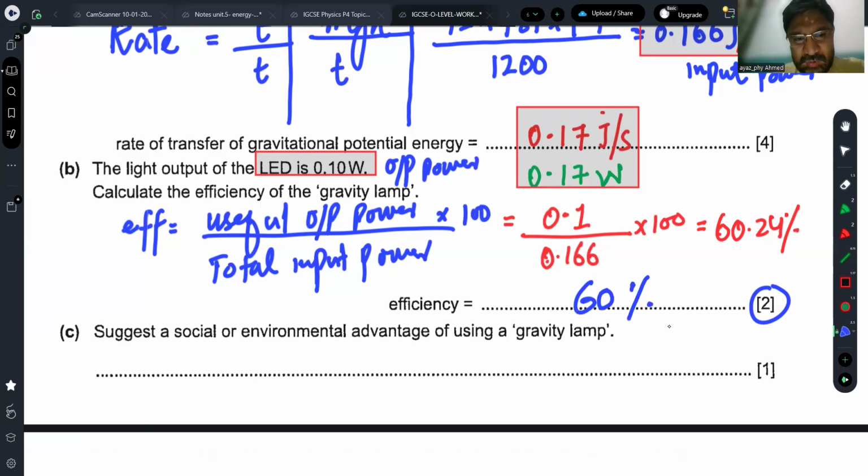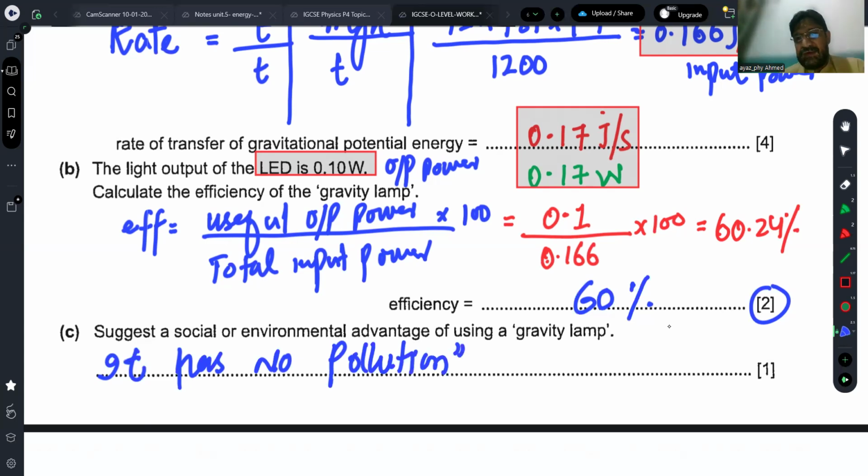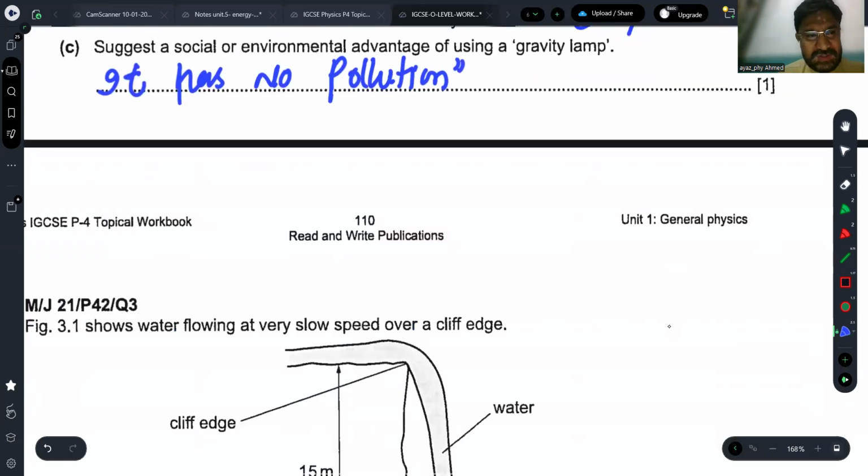Suggest a social or environmental advantage of using the gravity lamp. So, what is the social or environmental advantage? It will produce no pollution, no noise, no heating, and so on. So it has no environmental pollution. This is a common thing that is basically the advantage of that. So this is all about that one.